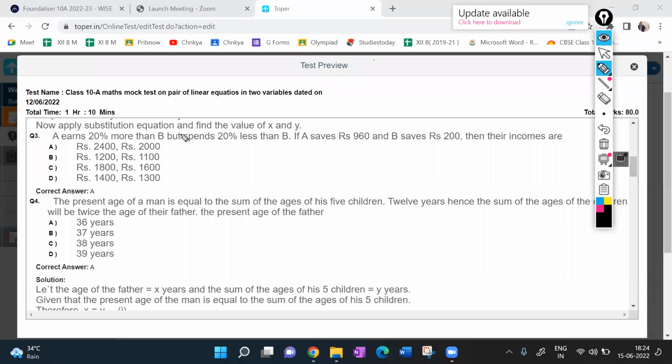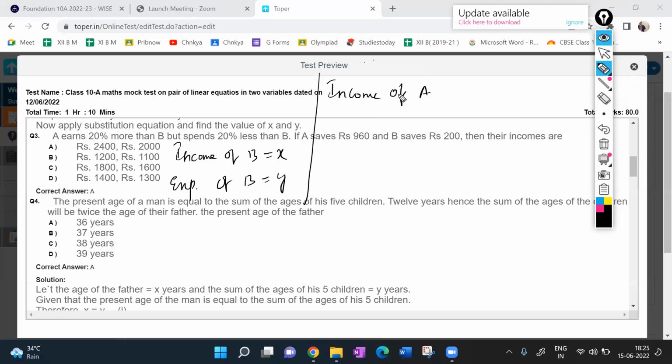Look at this here. The question given is: A earns 20% more than B, but spends 20% less than B. Now, I take income of B as X and expenditure of B equal to Y. So what is income of A now? It is 20% more than X, so X plus 20 by 100 of X, which means 1.2 times X. Correct?